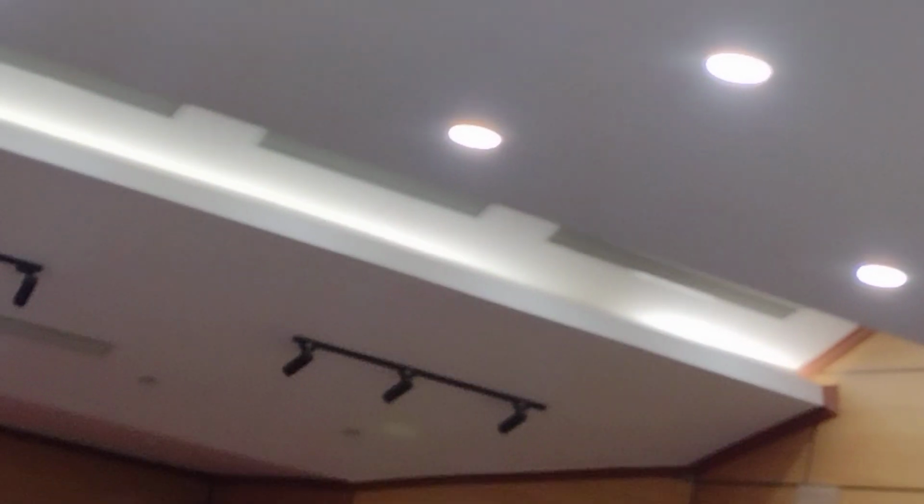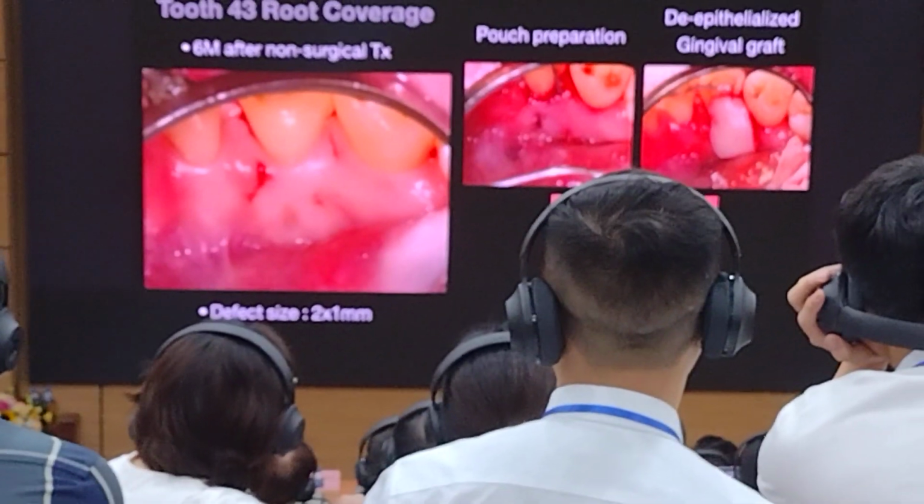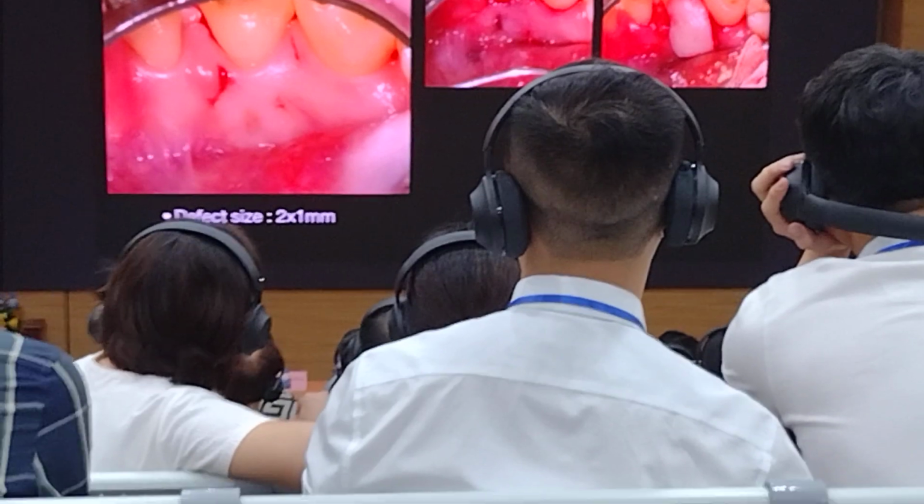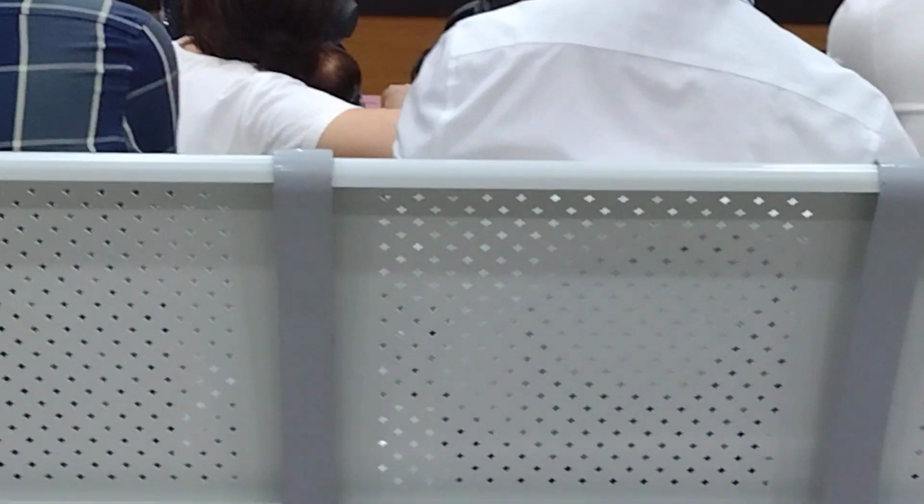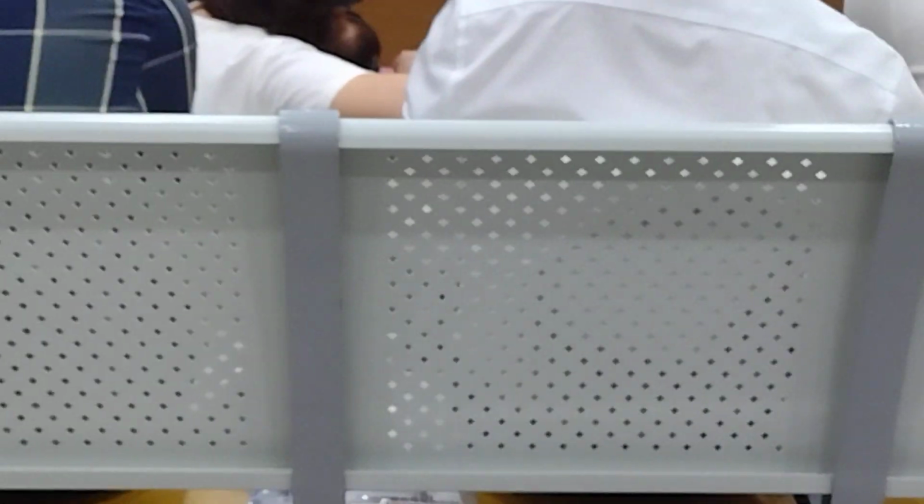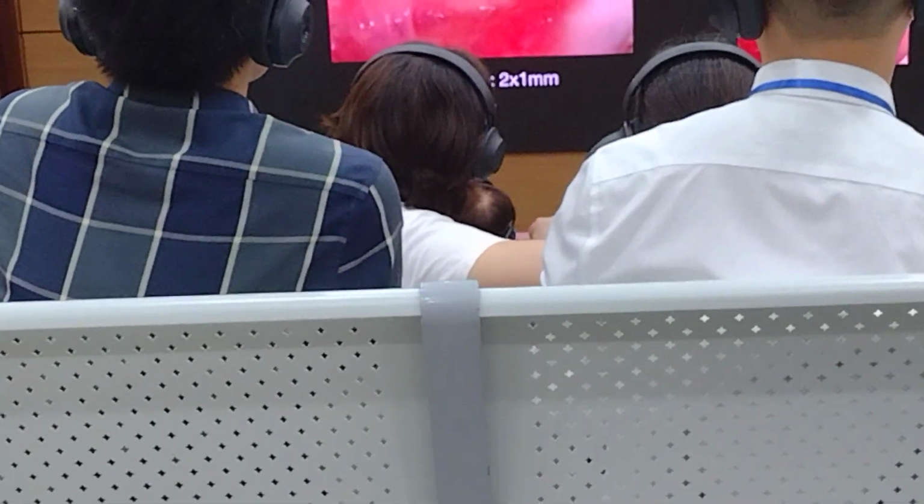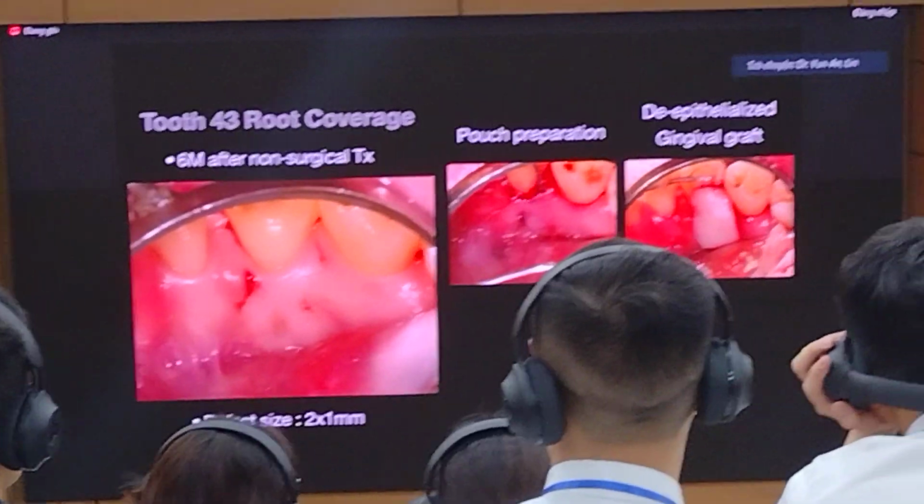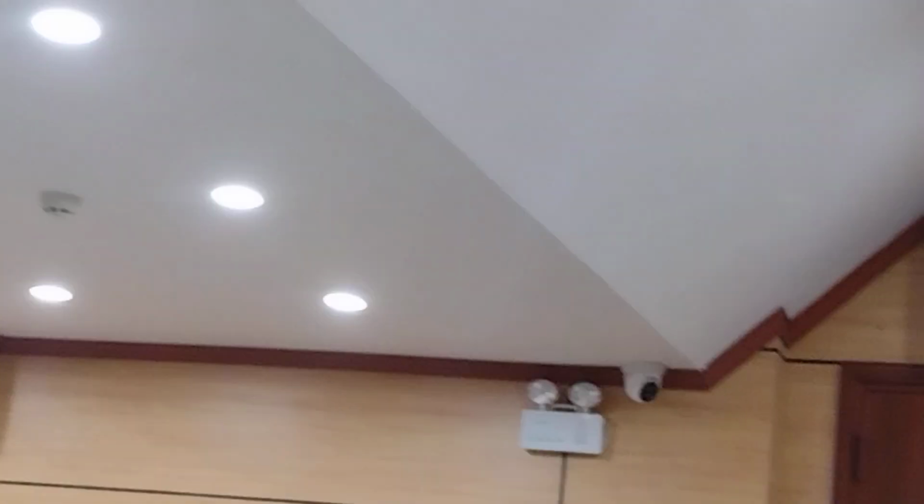The root coverage surgery was performed 6 months after the non-surgical treatment. A flap was prepared with a pouch preparation, and then the epithelialized gingival graft was inserted into the pouch. Then the graft was fixed and secured with a suture. The margin of the soft-tissue fenestration was approximated with sutures. After 1 year of follow-up, we can appreciate the increased keratinized width and the complete root coverage.